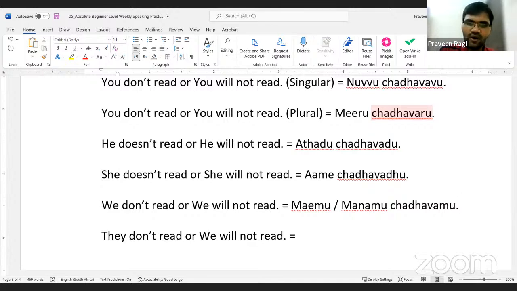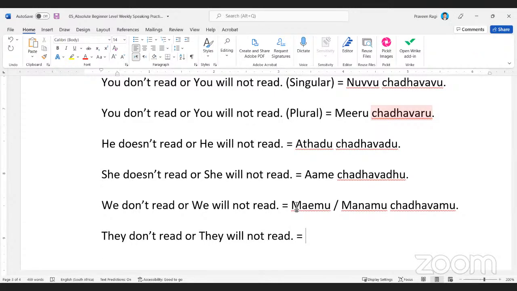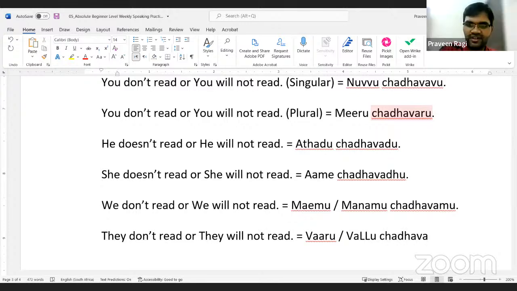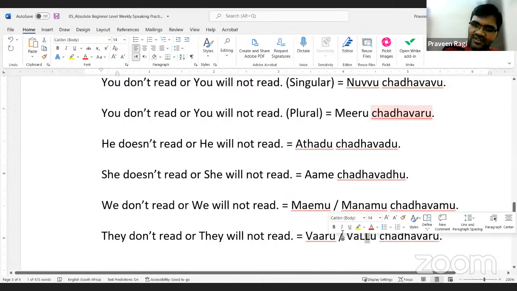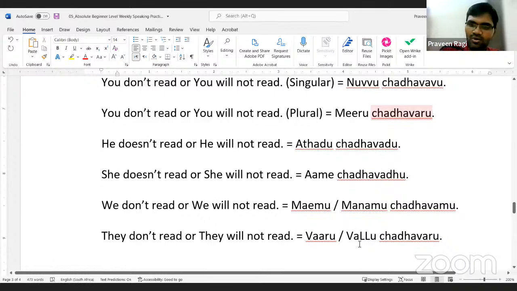They don't read or they will not read. Varu or vallu chadavaru. Chadavaru, yes. I'm writing this double capital letter because in Telugu it is not the first la. There are two las. The second la we use for the spelling, just to differentiate. If you know the Telugu script, you will understand. So Vallu chadavaru.